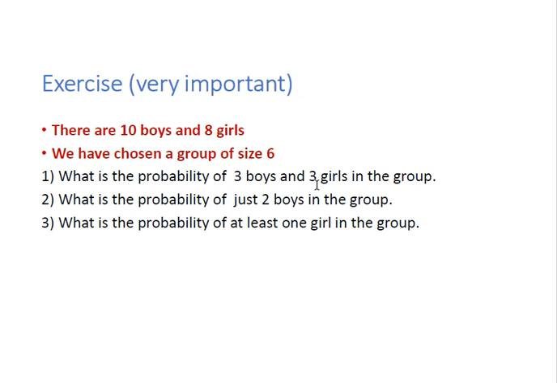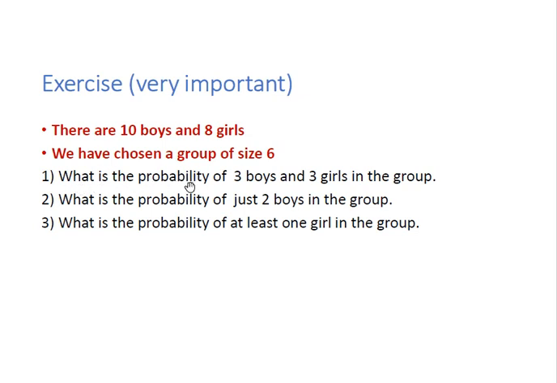Now look at this exercise. Again, there are 10 boys and 8 girls, and we are going to select a group of 6 people from them. The gender does not matter here. So again you can see choose. We have chosen a group of size 6. So it's a combination, selecting a group. You can see both of the keywords here.